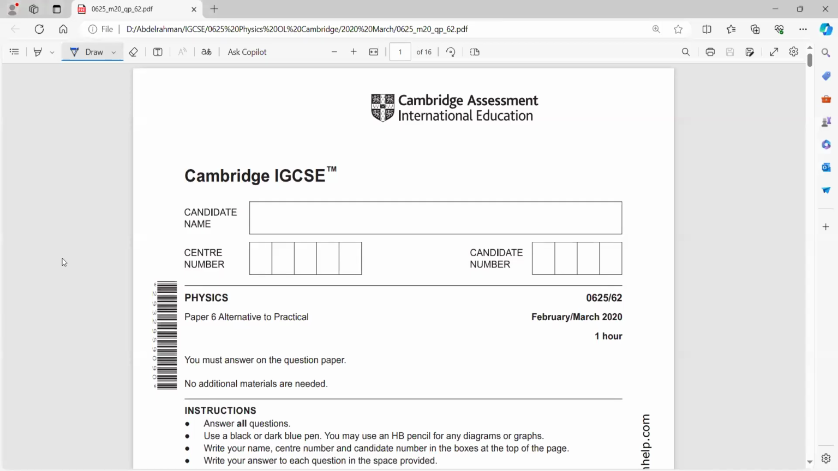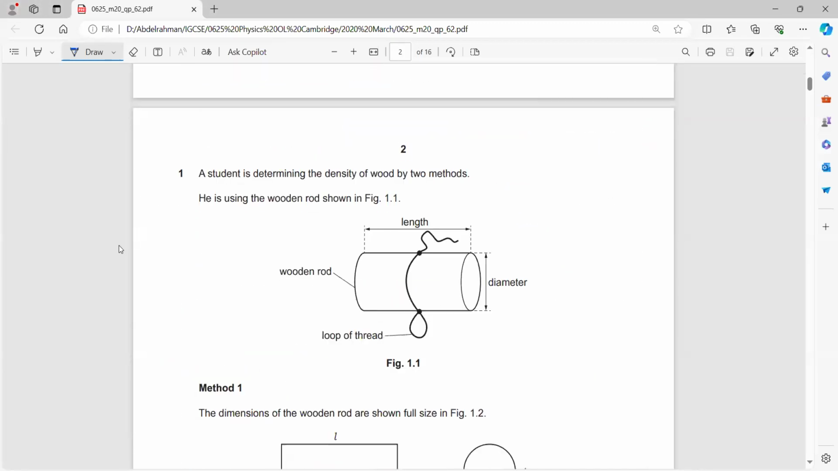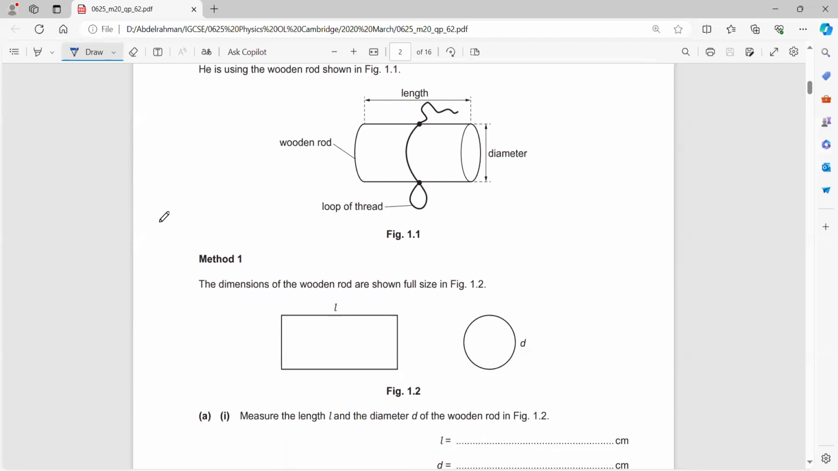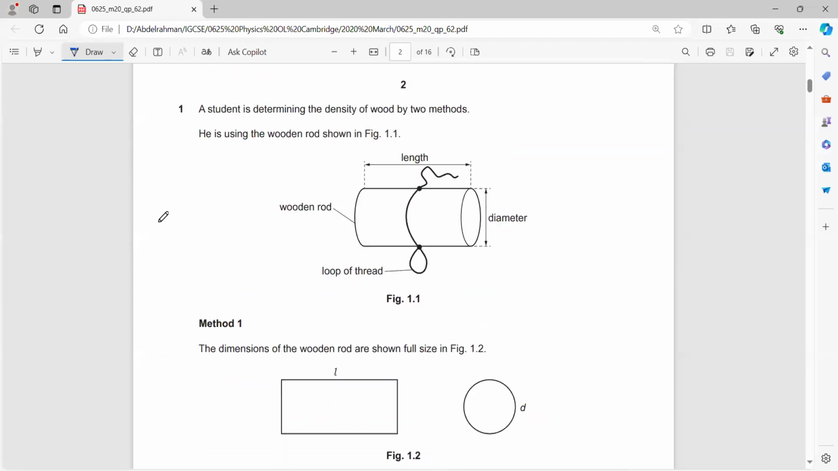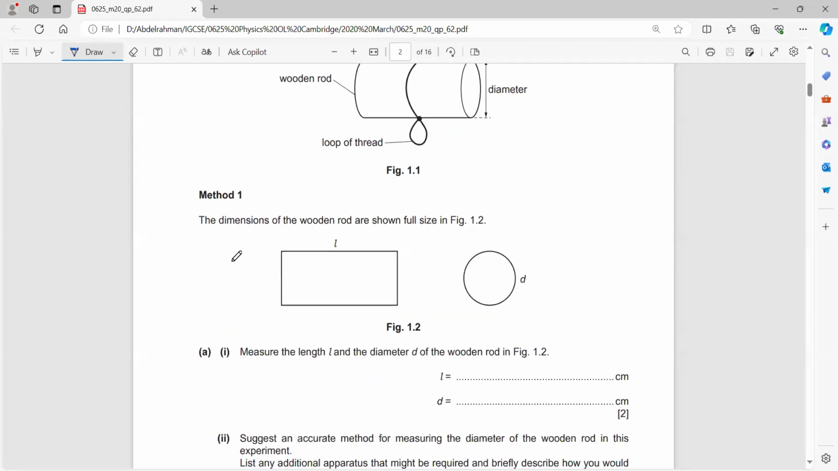Okay. February, March 2020, paper 6, variant 2. Question 1. A student is determining the density of wood by two methods. In method 1, he will measure the length and the diameter.